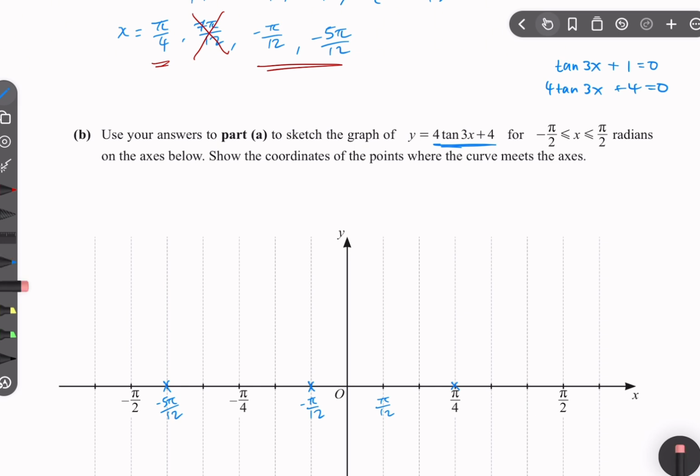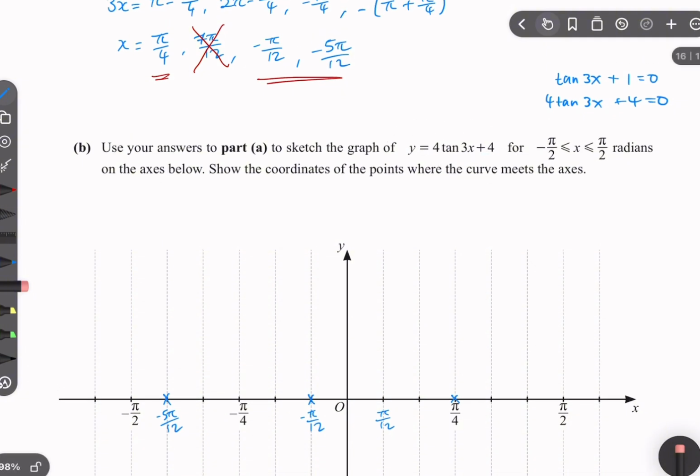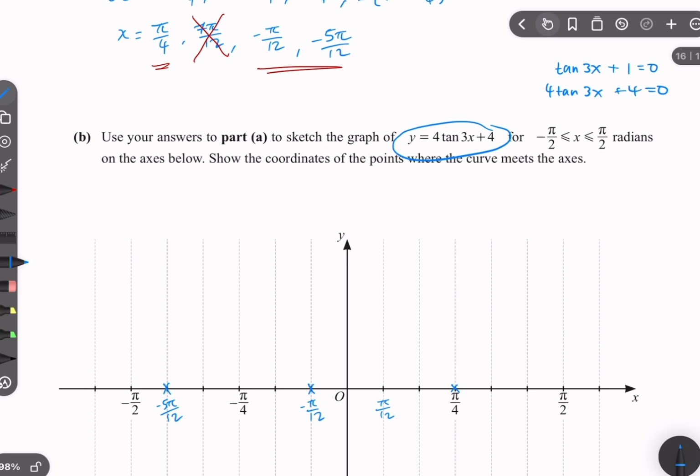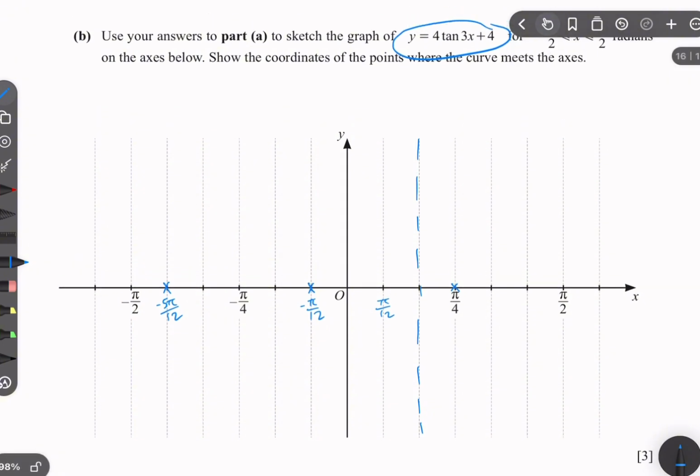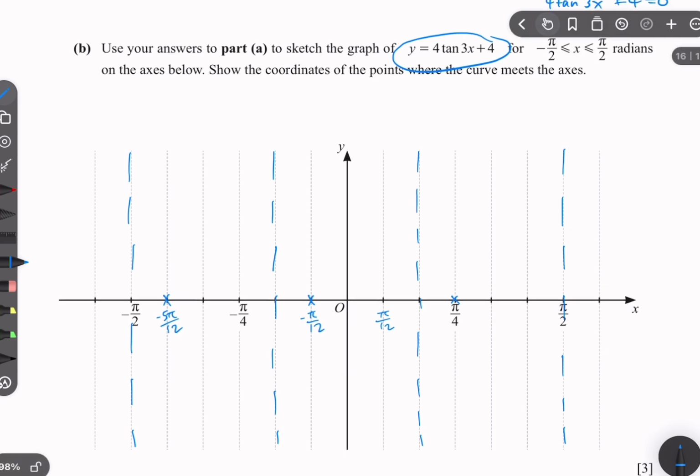If you sub 2 pi over 12 into this equation, you should get an error, because it means there's a line of asymptote at 2 pi over 12. So we can draw a dotted line to show this is the line of asymptote. Then you can repeat for pi over 2, which is here. This is another line of asymptote. And then minus pi over 12, and minus pi over 2. This is the other line of asymptote. These will all give you an error when you sub them into this equation.